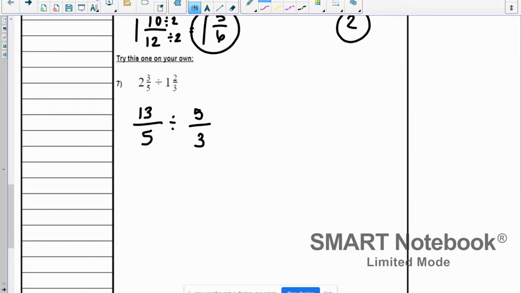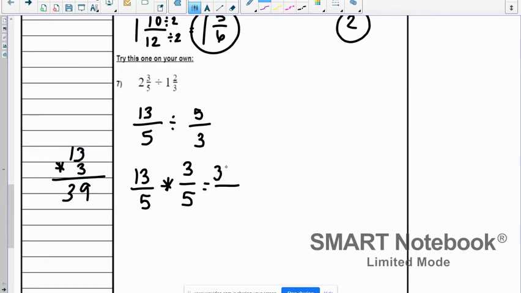Now we keep, change, flip. 13 over 5 times, flip it, 3 over 5. Now 13 times 3, that's not something I might know off the top of my head. You can always pull it to the side and do the math. 3 times 3 is 9. 3 times 1 is 3, so that's going to give us 39. 5 times 5, 25. We ask ourselves, how many times can 25 go into 39?